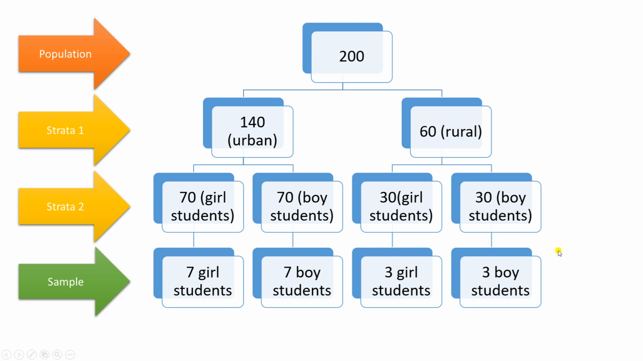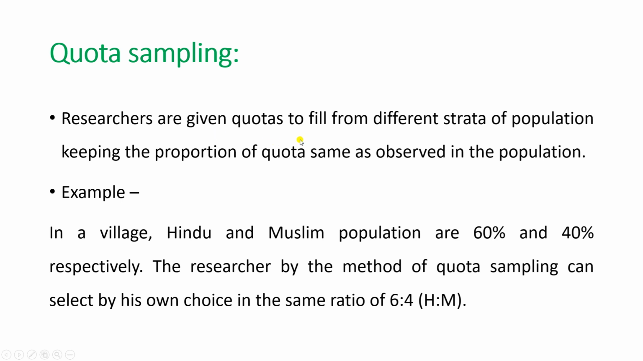Remember, I am filling up the quota. By quota here I mean the percentage differentiation, urban-rural as well as boys and girls. So the sample follows the quota. The differentiation percentages are maintained, but it is different from stratified random sampling in only one way, that is, here the students are being selected not randomly but by the convenience of the researcher himself. Okay, so this is the only difference between stratified random sampling and quota sampling.